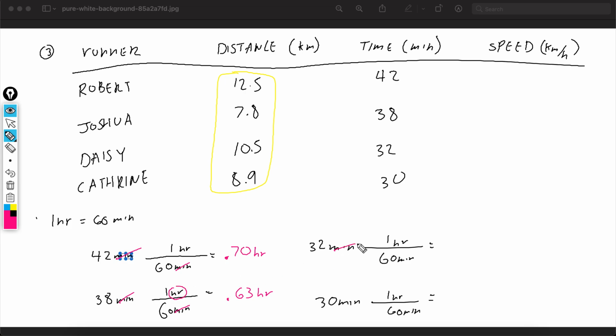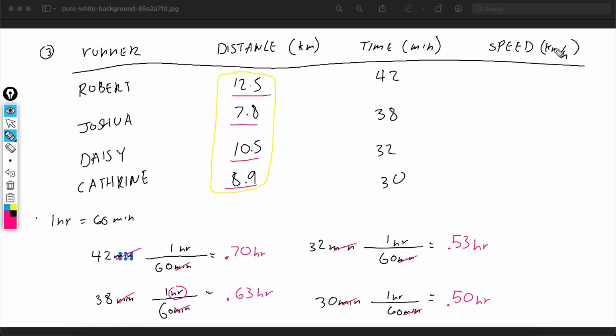Next one. Minutes on the bottom, those cancel out. 32 times 1 is still 32, divided by 60 is 0.53 hours. Last one. We got 30 minutes, 60 minutes, cancel out. 30 times 1 divided by 60 gives us 0.50 hours. And once again, we converted everything from minutes to hours. We're good. The last step, we're going to grab our original distances.